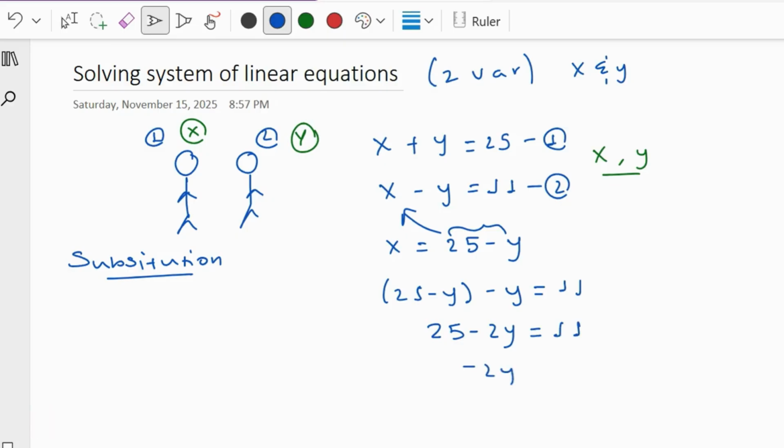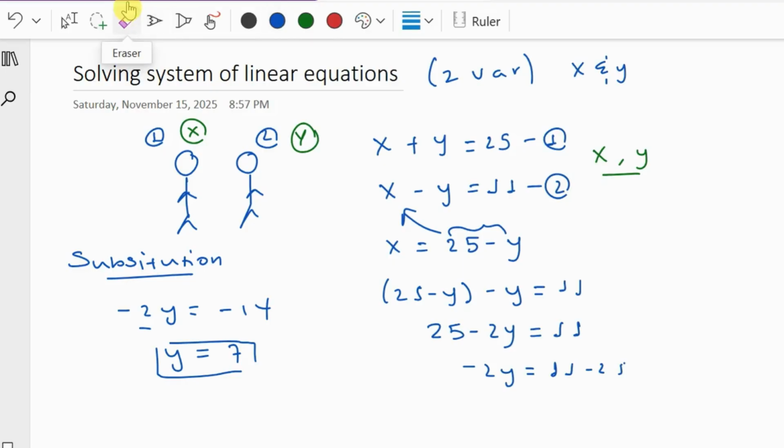So minus 2y equals 11 minus 25, and minus 2y equals minus 14. So person 2's age equals 7, divided by minus 2, divided by minus 2. So person 2's age equals 7. Now that I found person 2's age, I can find person 1's age.